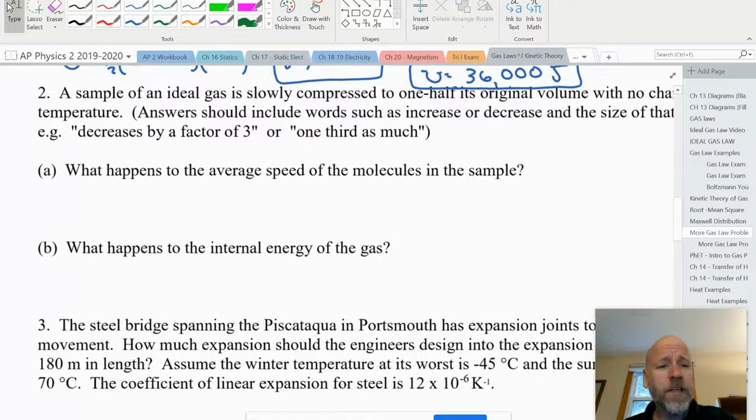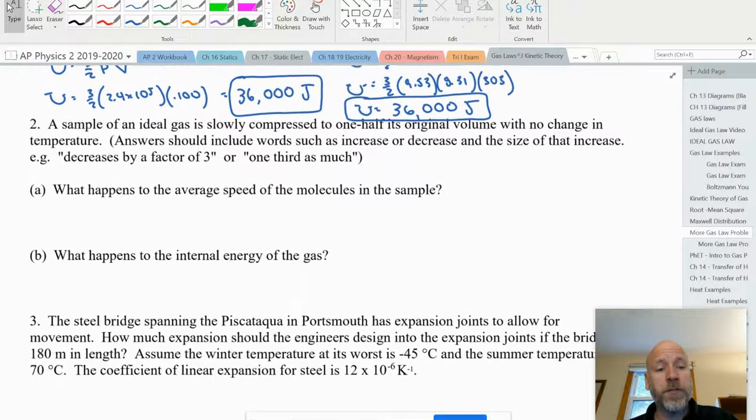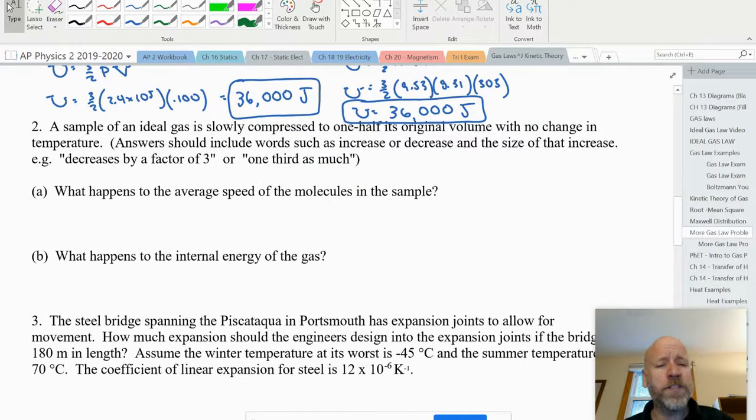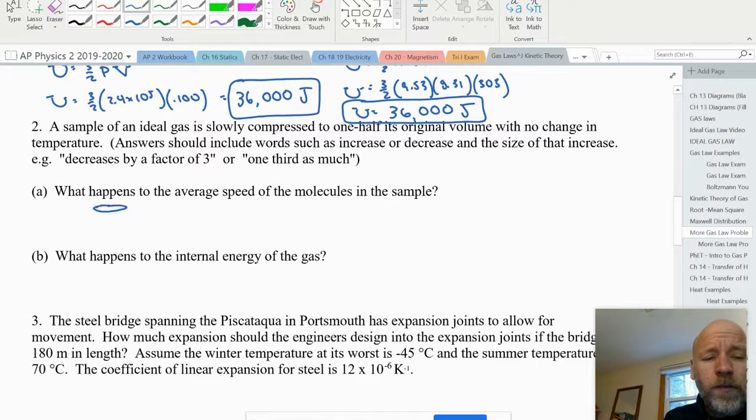Number 2 says, a sample of an ideal gas is slowly compressed to 1/2 its original volume with no change in temperature. What happens to the average speed of the molecules in the sample? And what happens to the internal energy of the gas? All right, so it sounds like we have an ideal gas that is compressed so that its volume is only half as much.